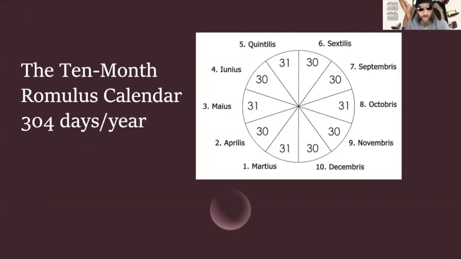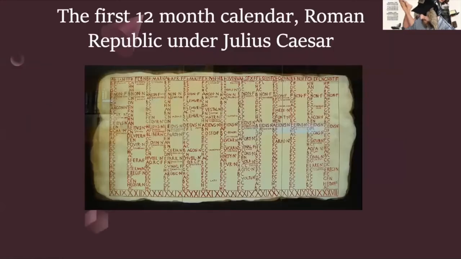So if you're watching the video, I have the original 10-month Romulus calendar with the 304 days per year. It starts with March, which they called Martius. Martius, Aprilis, Maius, Iunius, Quintilis, Sextilis, Septembris, Octobris, Novembris, and Decembris. Quin was obviously 5, Sex 6, Sep 7, and so on.